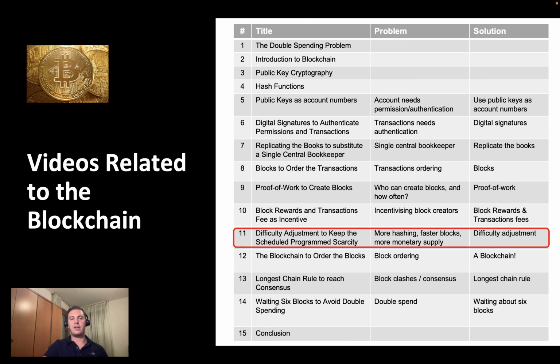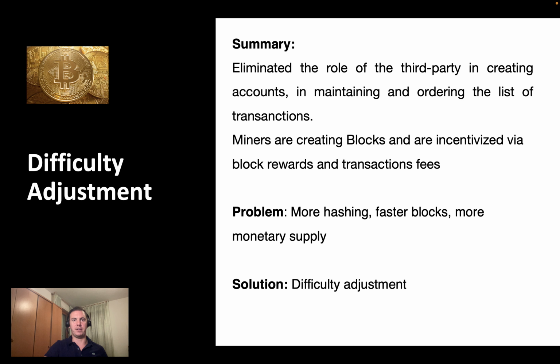So as you can see, we are now in the last third, so the last 5 videos. And in the last two, we discussed proof of work and block rewards. Now we will discuss the difficulty adjustment. I guess if you are interested in Bitcoin, you have heard about the difficulty adjustment.